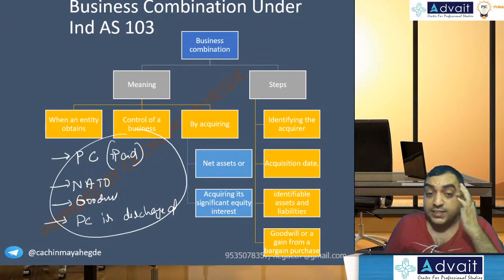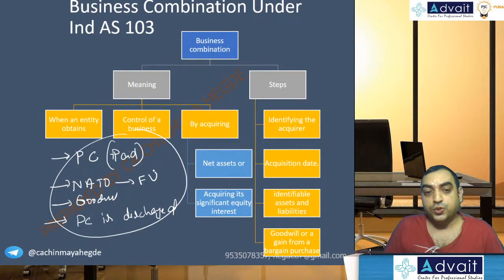And this standard says these net assets should always be taken over at fair values. So purchase consideration is the amount paid, net assets taken over is what is coming in. If I pay more, that difference is called goodwill. If I pay less, it's called capital reserve or gain on bargain purchase.